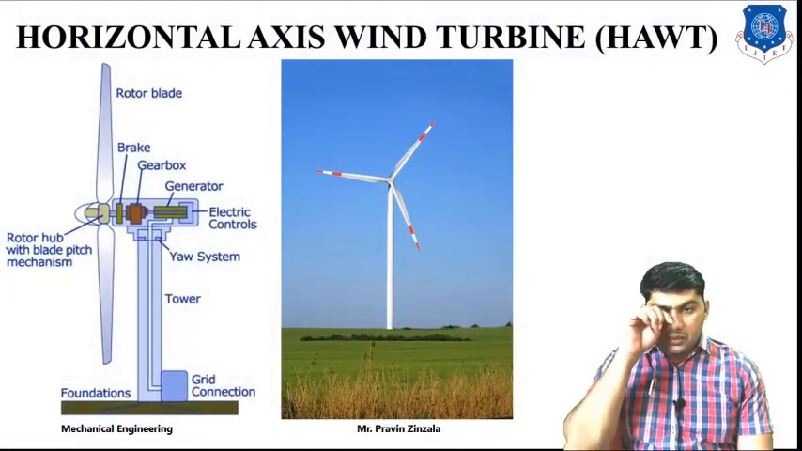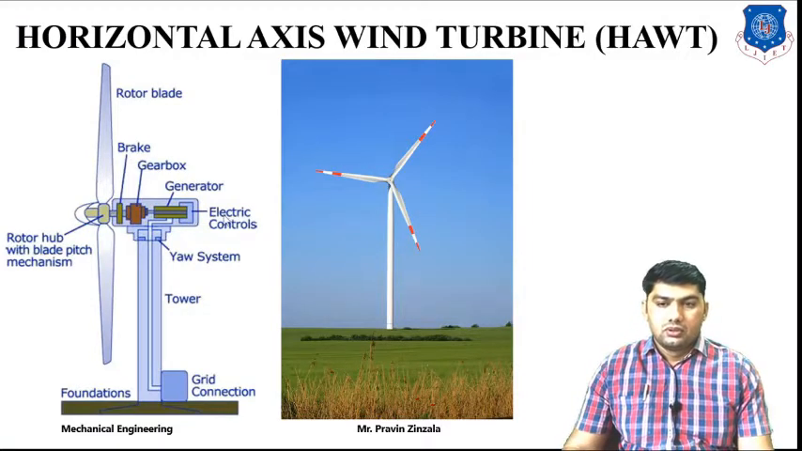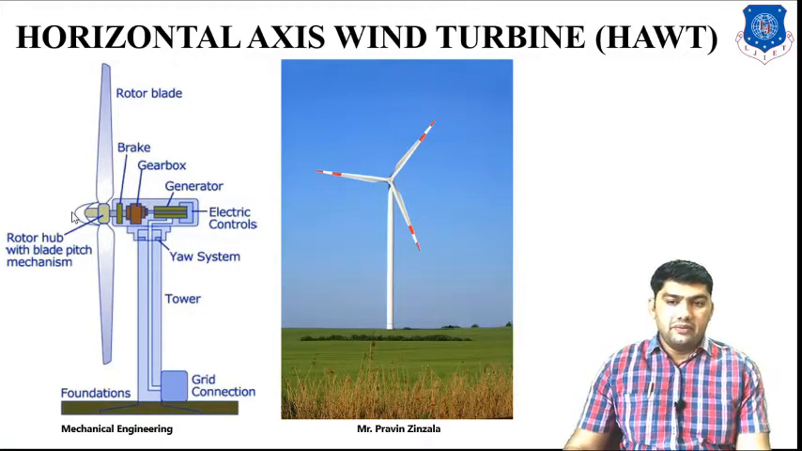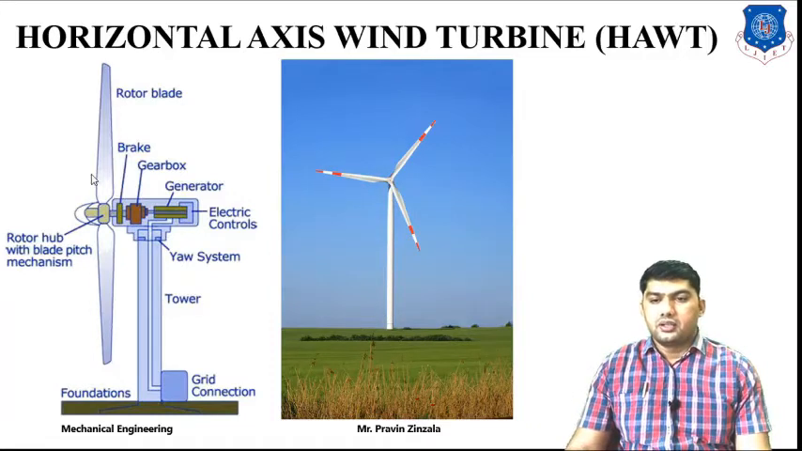First of all, we discuss the horizontal axis wind turbine, meaning the axis of the wind turbine will be horizontal. In the introduction section of wind turbines, we also discuss the different components of a wind turbine. This is the horizontal axis wind turbine, and this is the practical availability or installation of wind turbines in different regions. Here the axis of the turbine is horizontal.